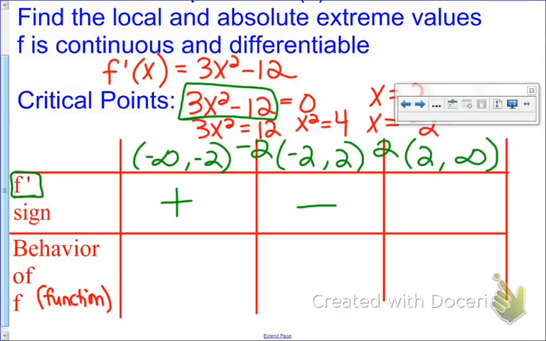And then from 2 to infinity, pick a number. 4. If I plug in 4, would the answer be positive or negative when I plug 4 into the first derivative equation, 3x squared minus 12?